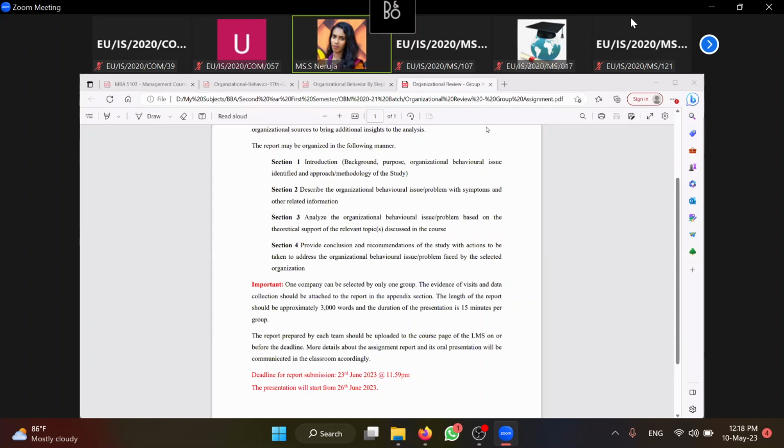Please don't allow free riders in your group. If anyone is not actually contributing, not actually taking part in the group assignment, please don't include them. Include the members who actively participate in the assignment in the report. The presentations are planned to start from 26th June 2023.